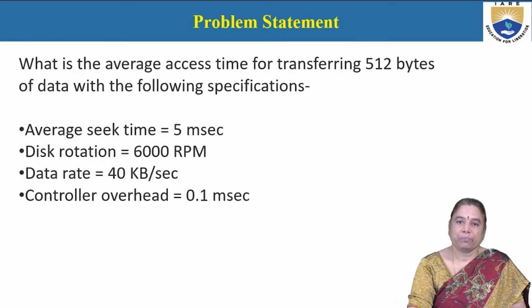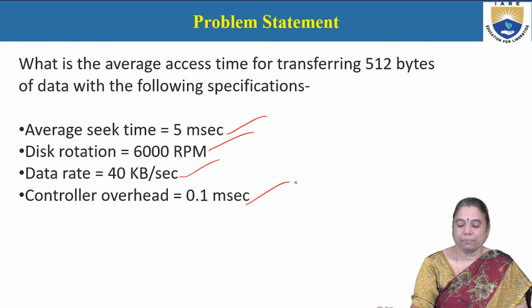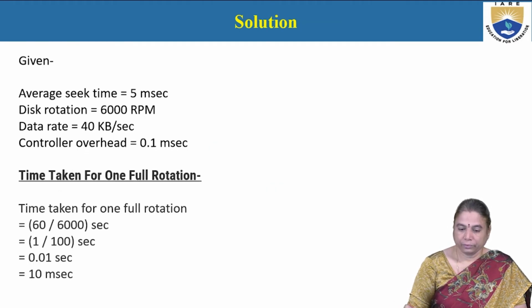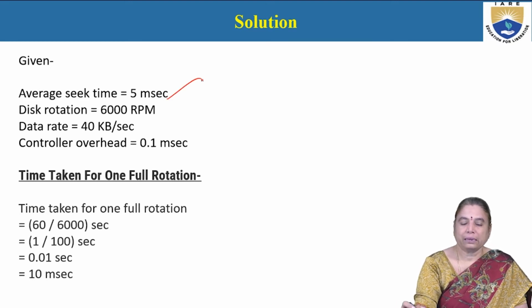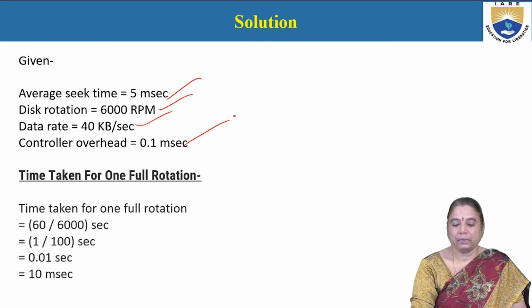The next problem statement is, what is the average access time for transferring 512 bytes of data with the following specifications? Average seek time is equal to 5 milliseconds, disk rotation 6000 RPM, data rate is 40 kilobytes per second, controller overhead is 0.1 millisecond. So the parameters given in the problem are average seek time 5 milliseconds, disk rotation 6000 RPM, data rate 40 kb per second, controller overhead 0.1 milliseconds.